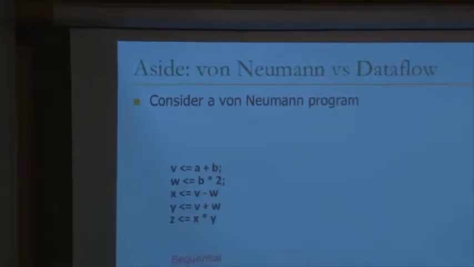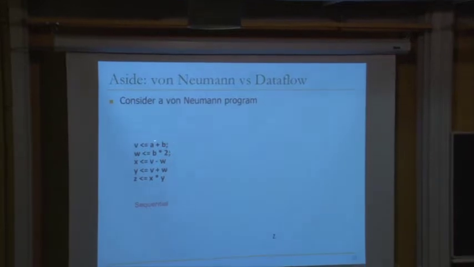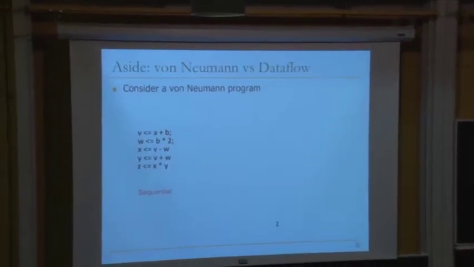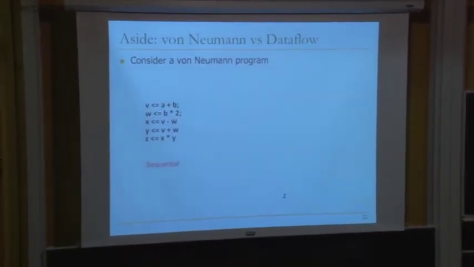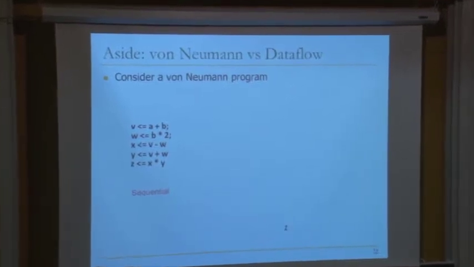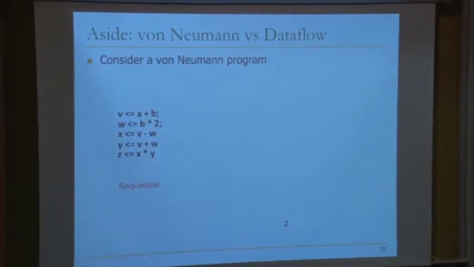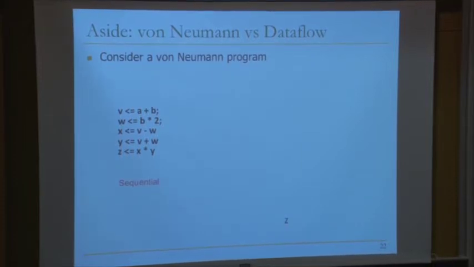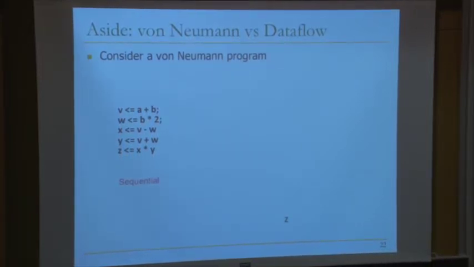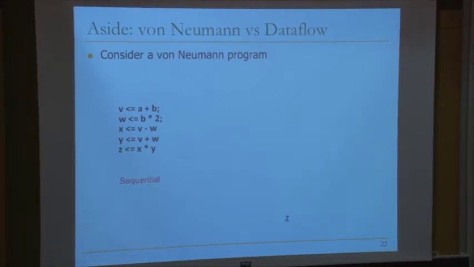So consider a von Neumann program first. Let's take a look at the data flow equivalent of this. I'm going to spend some time on data flow because I think it's a very important concept for you to learn. And this will hopefully be useful when you come to out-of-order execution, because out-of-order execution will use the same principles that I'm going to describe now, except we're not going to make the programmer specify this. The computer will automatically figure out the data flow. So this is the sequential program.